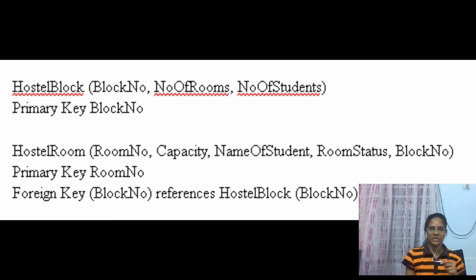This is our relational model. There are 8 tables for our database. First one is the hostel block. The attributes are block number, number of rooms, number of students, and the primary key is block number. Second one is the hostel room, which includes room number, capacity, name of student, room status, and block number. In this, the primary key is room number and the foreign key is block number, references hostel block number.